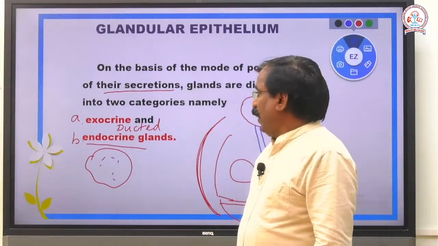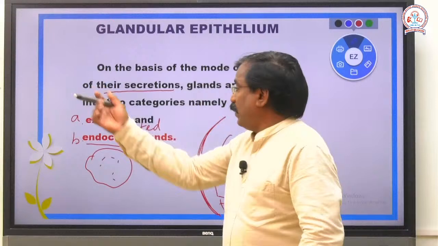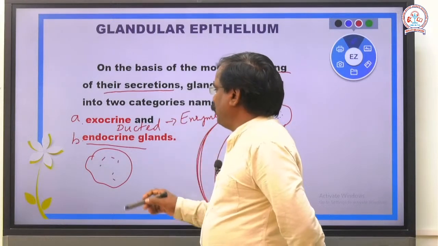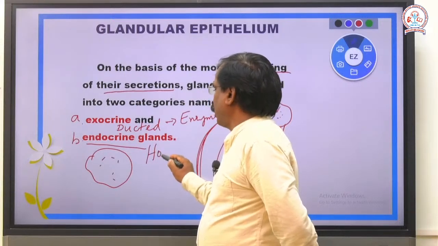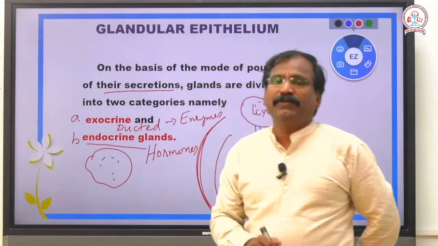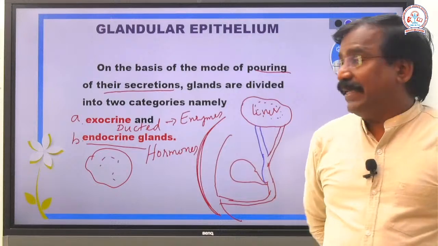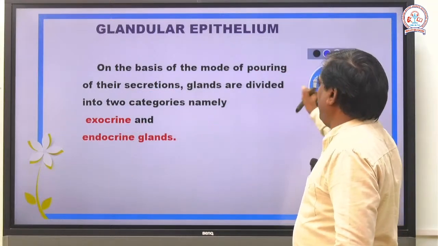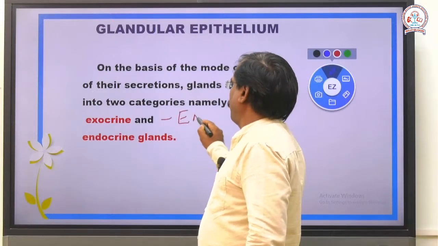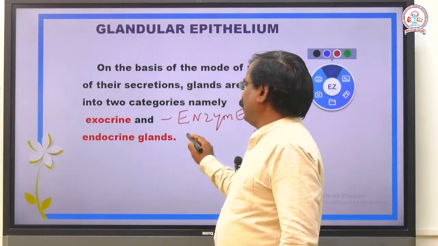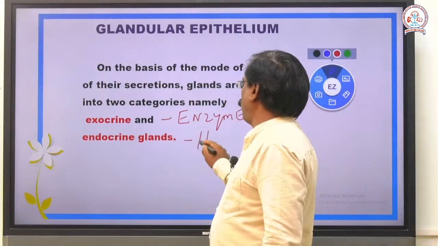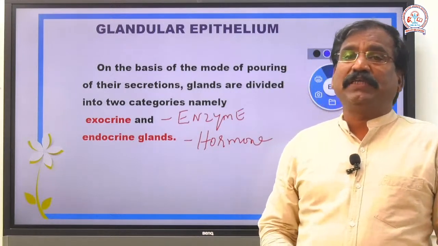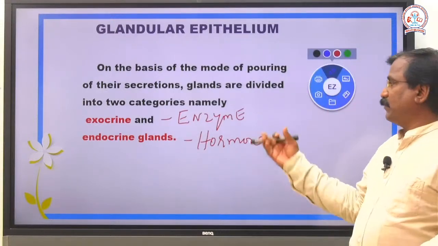One more thing: the secretion of the exocrine gland is called enzymes, and the secretion of the endocrine gland is called hormones. Exocrine, enzyme; endocrine, hormone. The exocrine gland secretion is called enzymes, like digestive enzymes, and the endocrine gland secretion is called hormones.